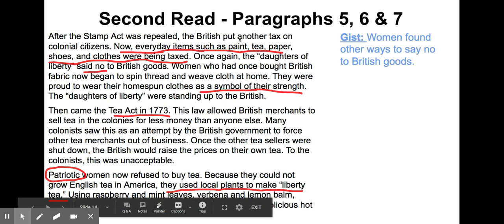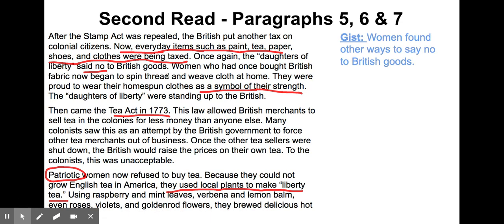Women found other ways to say no to British goods. And I saw that also up here, but I'm seeing this constant pattern of them just saying, no, I don't want to do that. I don't agree with you. So they said no to goods. And this time it was a Tea Act.